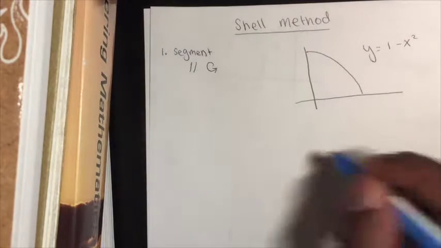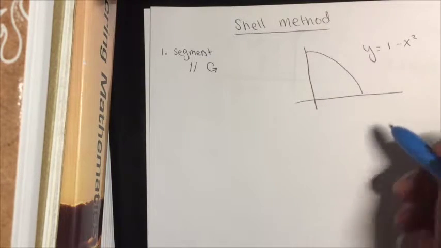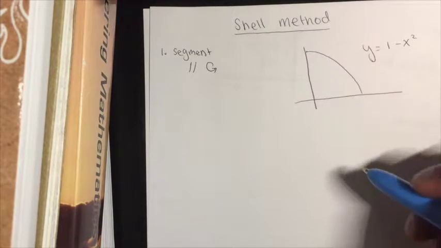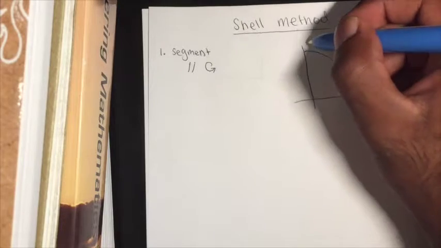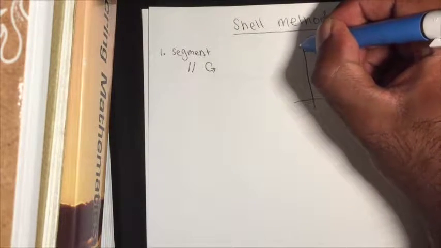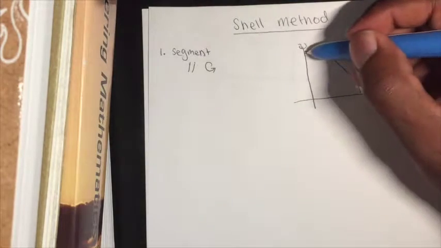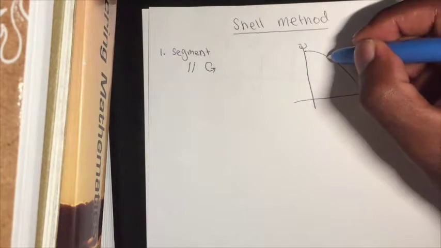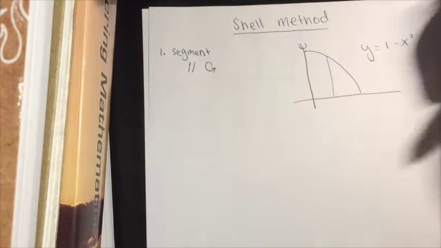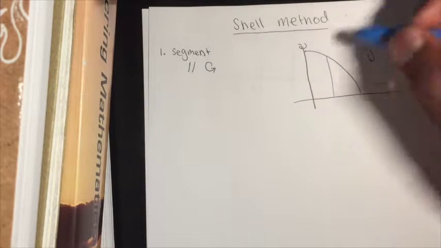of rotation. So for this example we have the equation y equals 1 minus x squared, and we're going to choose to rotate it around the y-axis. So we need to choose a segment that is parallel to the y-axis. So here, this can be our segment.